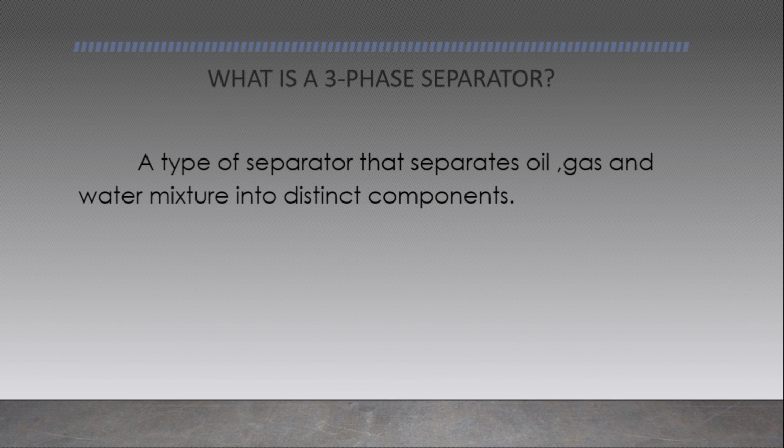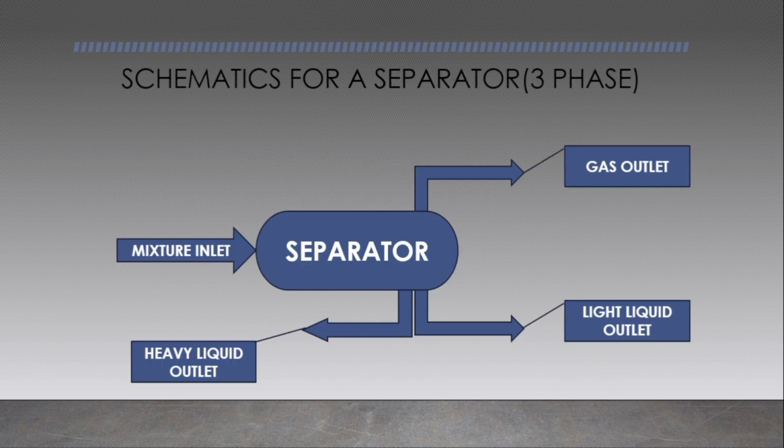So that's the 3 outlets, and as always, you have your single inlet, the mixture inlet basically. This is what the 3-phase separator looks like: the mixture inlet, the heavy liquid outlet, the light liquid outlet, the gas outlet. So you expect your oil to be inside your light liquid outlet because it's lighter. The heavy liquid, which is the water, goes through the heavy liquid outlet, and the gas through the top, the gas outlet.